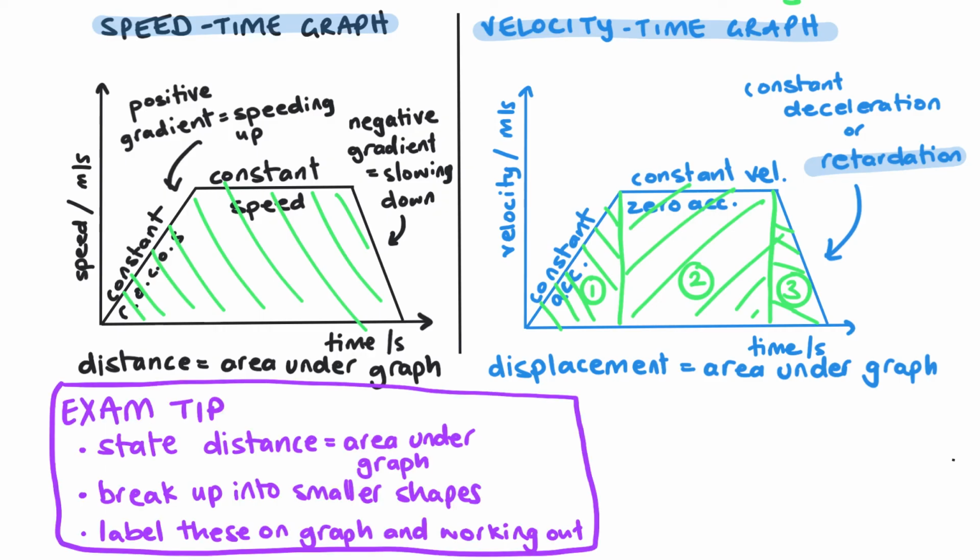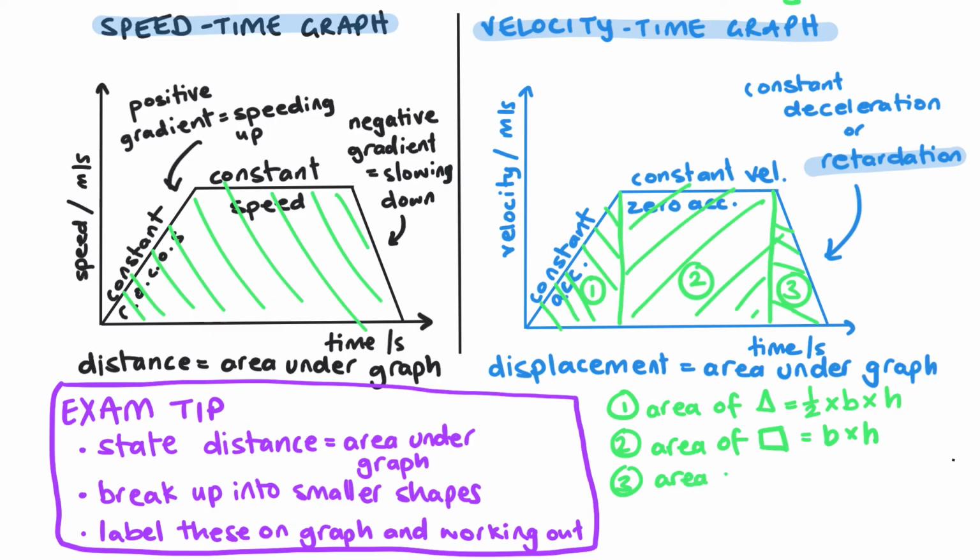So when you put this in your working out, we'll say number 1, we're working out the area of the triangle, and the equation for that is 1/2 times the base times the height. So we would put our numbers in and work out the area of the first section. Then for number 2, we're working out the area of a rectangle. Now a rectangle is just the base times the height, so we would put in our numbers and work out the area of that. And the same for number 3. And that's the area of the triangle. Again, 1/2 times the base times the height.